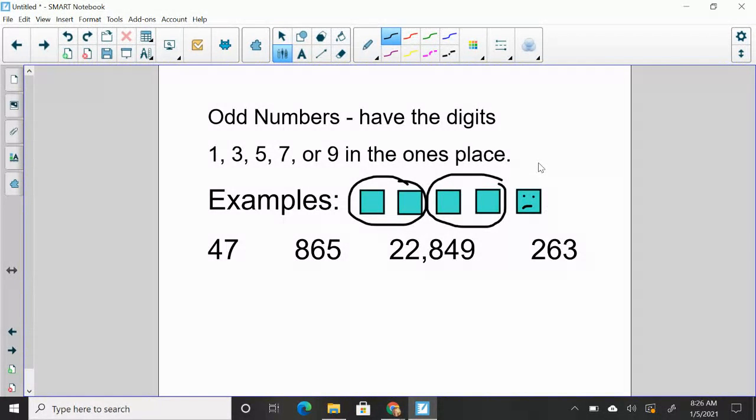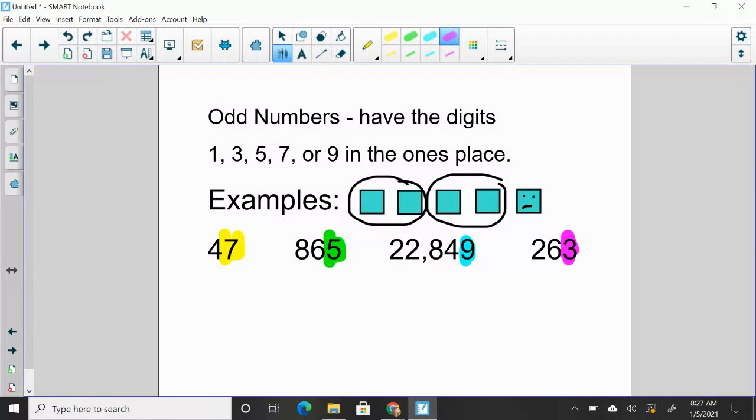Okay. And again, here are some examples, and all you need to do is look in the ones place. So the number 47, I have a 7 in the ones place. So that would make that number odd. 865, I have a 5 in the ones place. So that number would be odd. 22,849. My 9 is in the ones place, so that number would be odd. And then 263, my 3 is in the ones place, and therefore that number is odd.